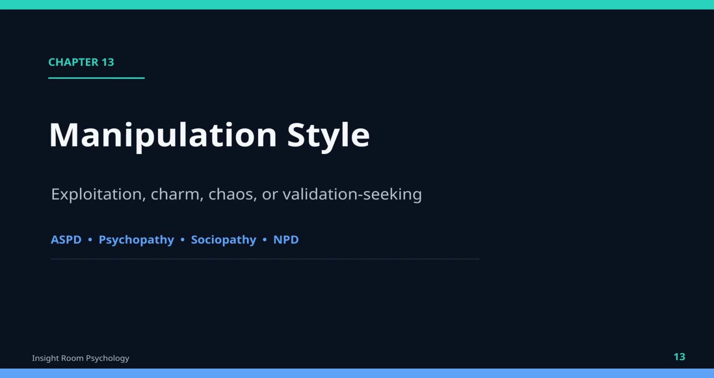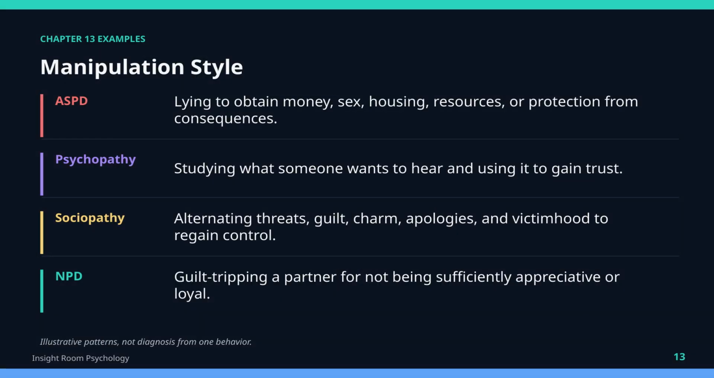For example, someone may lie to obtain money, sex, housing, protection from consequences, or access to someone else's resources. With psychopathy, manipulation may be more calculated, charming, predatory, emotionally detached, and strategic. For example, a person may study what someone wants to hear, mirror it back to them, create trust, and then use that trust to gain control or benefit.